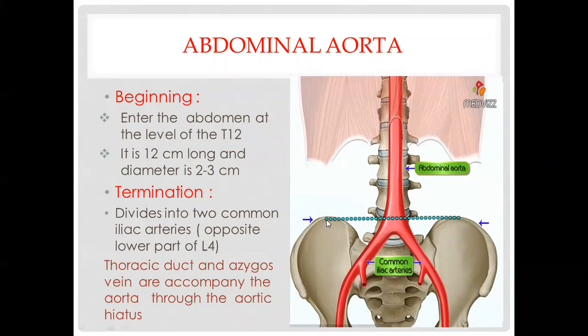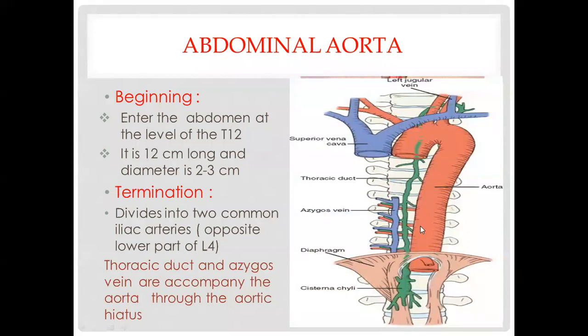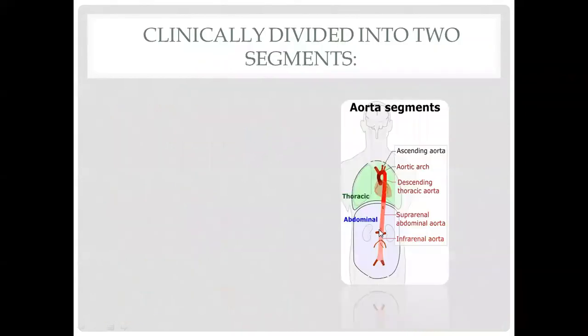The bifurcation is roughly at the level of the line between the two iliac crests and 2.5 centimeters below the umbilicus. It enters the abdomen with the thoracic duct and azygous vein accompanying the aorta into the abdomen. Clinically, the abdominal aorta is divided into the suprarenal and infrarenal parts.